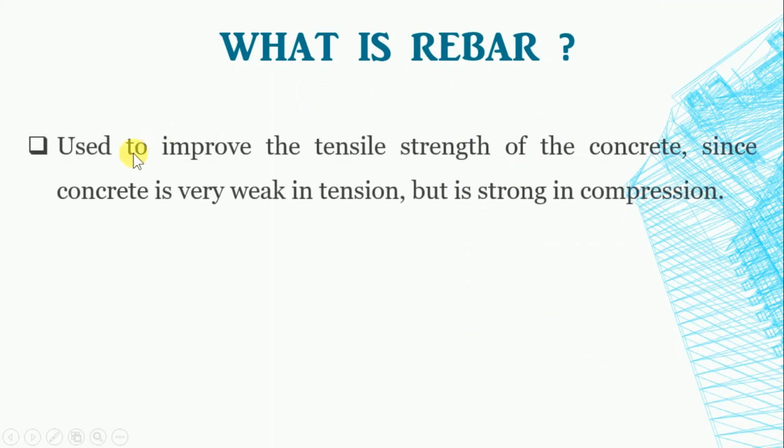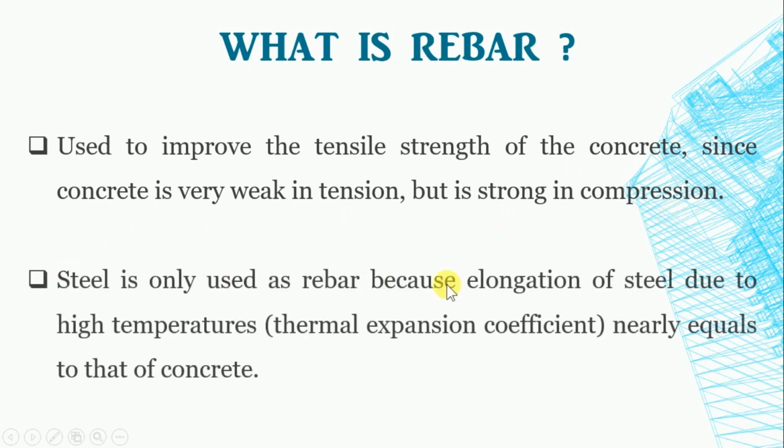Steel reinforcement bars, or rebars, are used to improve the tensile strength of the concrete, since concrete is very weak in tension but strong in compression. Steel is the only material used as rebar because the elongation of steel due to high temperatures, its thermal expansion coefficient, is nearly equal to that of concrete.